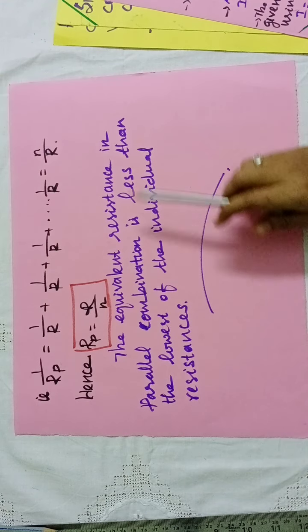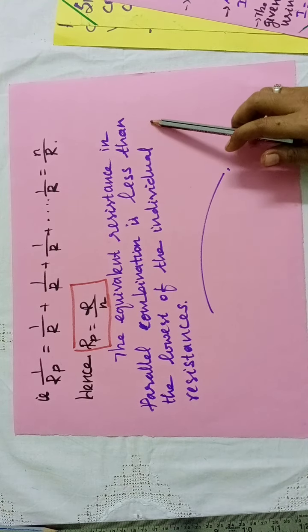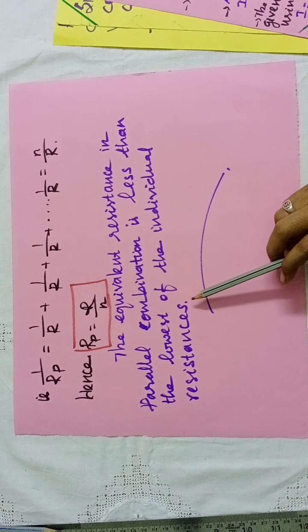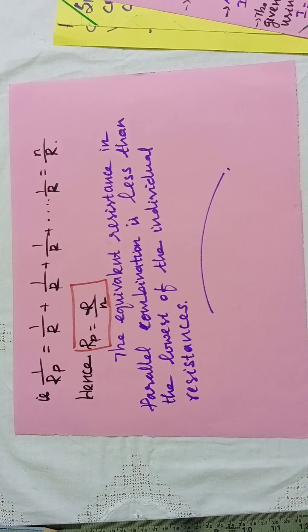The equivalent resistance in a parallel combination is less than the lowest of the individual resistances. Students, today we have learned series and parallel connections.